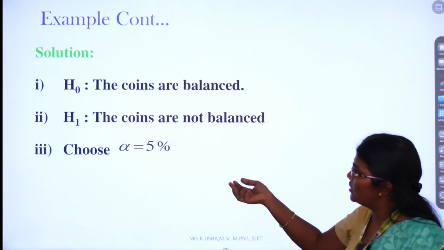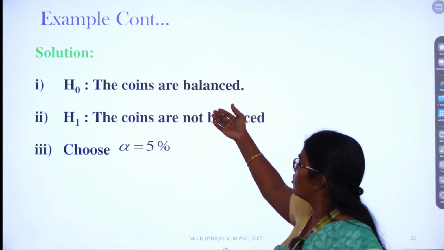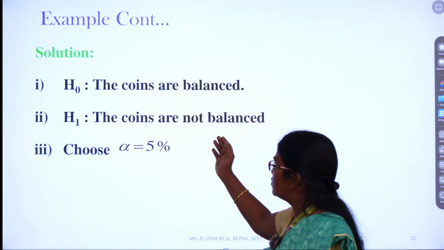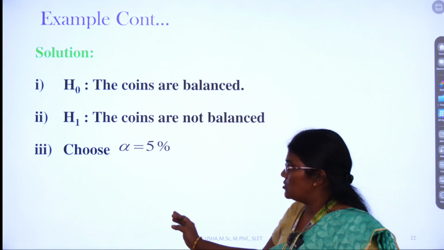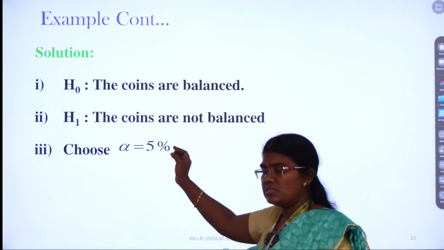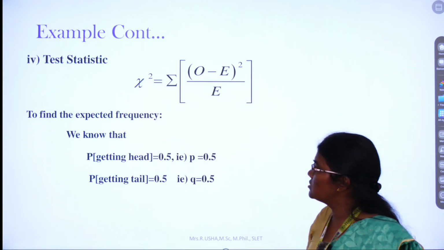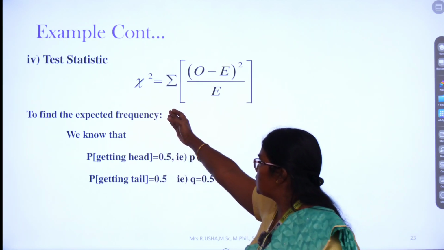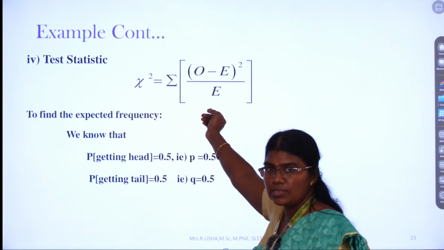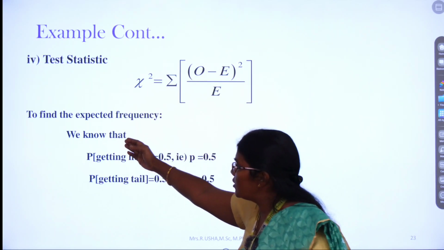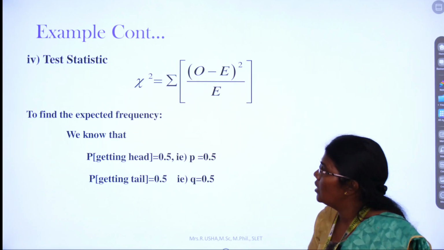So the solution: H naught, we are speaking about coins, so the coins are balanced. H1, the coins are not balanced. Here alpha is not given, so we choose alpha as 5%. Next, for calculation, the test statistic chi-square will be equal to the summation of (O minus E) whole squared by E. Next, we have to find the expected frequency, because only the observed frequencies are given.